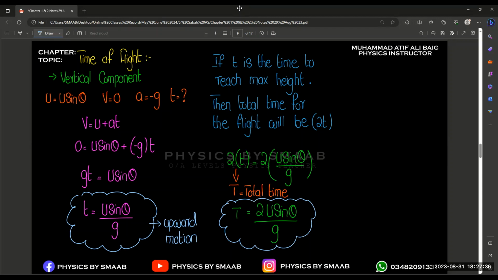Any confusion? Nope. Okay. Because if I just write 2t, that will always confuse you. If we are writing 2 on the left and 2 on the right, they will easily cancel out each other, so we are getting the same answer. So why are we writing 2 on both sides? That's why you need to just replace it with capital T, or any other symbol for total time.